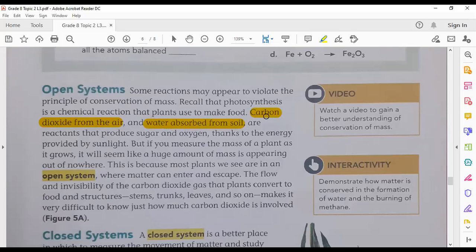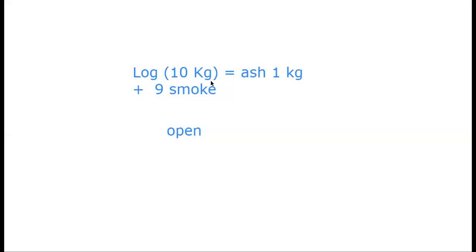Plants combine carbon dioxide from the air and water from soil together with energy from the sun. These are the reactants of photosynthesis, carbon dioxide and water, and the products are sugar and oxygen. Of course, it needs energy from the sun. This process needs energy provided by the sun. It is an endothermic reaction, because without energy, photosynthesis will not happen. I want to draw or to model this equation.